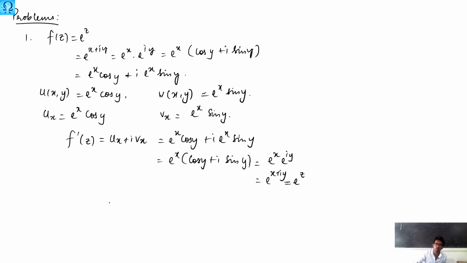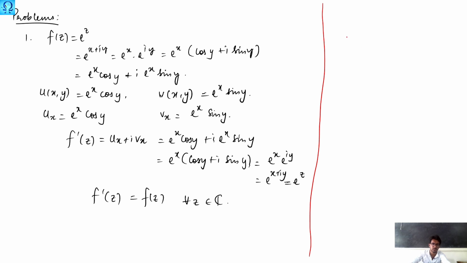Okay, this is true for all z. That is, f prime of z is the same as f of z for all z in the set of complex numbers. Okay, we have proved it with the help of the result we were directly given in the statement of the sufficient condition. Now let us do the other way. Let me find uy. When I try to find uy, I am going to get minus e power x sin y. Okay, and vy is e power x cos y.